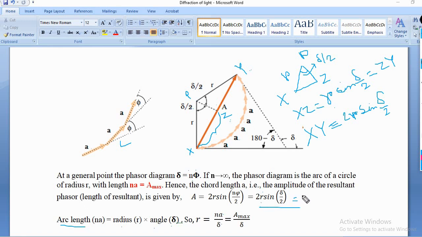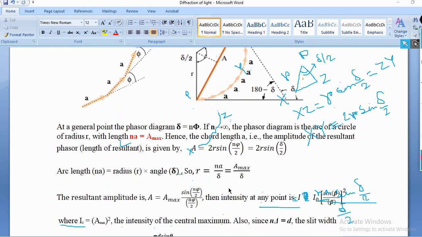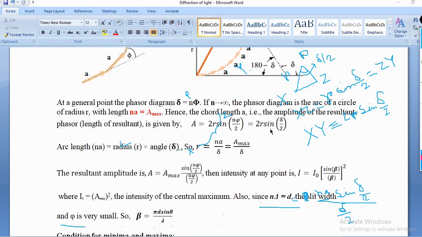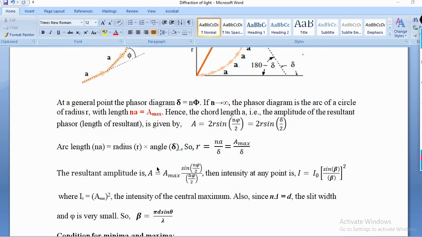If you just replace it, we get n into a sine delta by 2, divided by delta. So what we are doing, we are making it whole divided, and this 2, I am taking it here. Now this is the expression where we have n into a sine delta by 2 divided by delta by 2. Now what is delta? Delta is equal to n phi. So we have the expression.